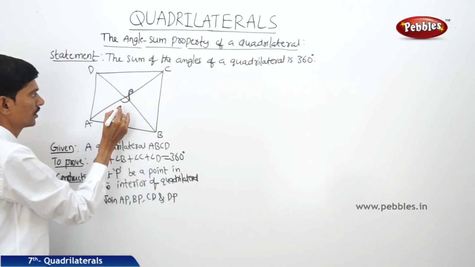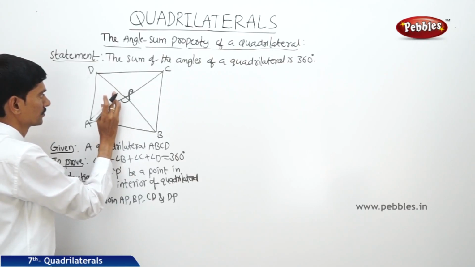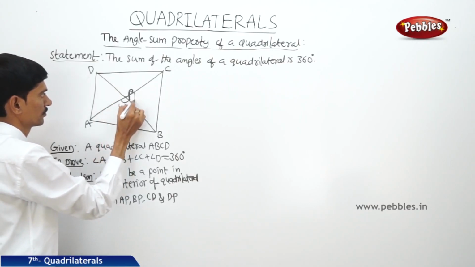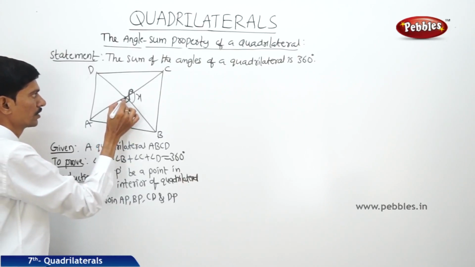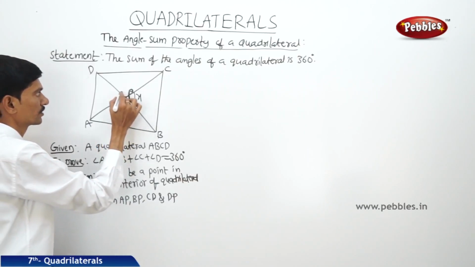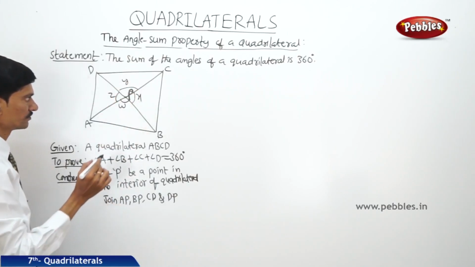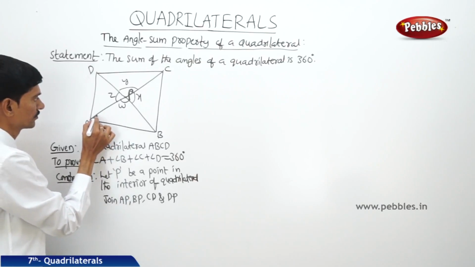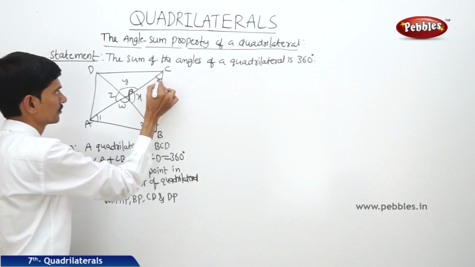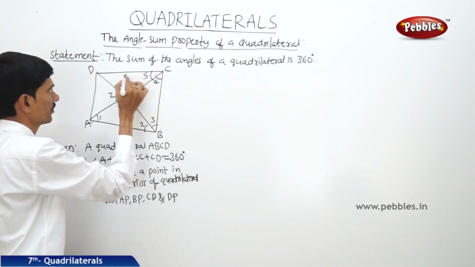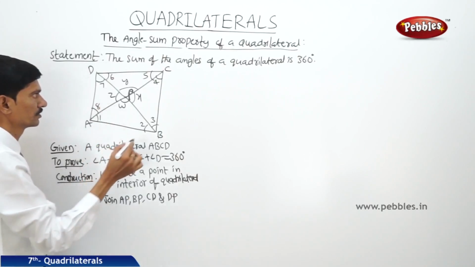Now the angles formed by the sides at the interior point P are named W, X, Y and Z. And the other angles are 1, 2, 3, 4, 5, 6, 7 and 8.